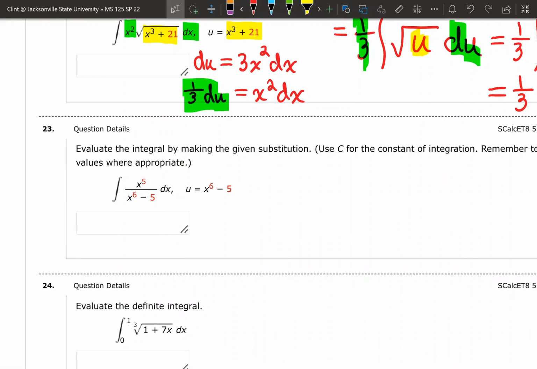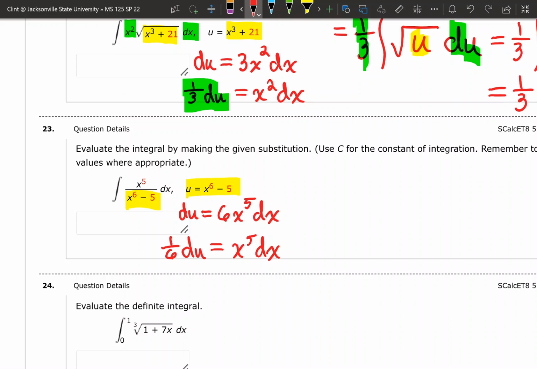E3 tells us to use u equals x to the 6 minus 5. So if we do that, du would be 6x to the 5th dx. So if u is this part, the part we've got left over is x to the 5th dx. We've got 6x to the 5th dx, so we can divide by 6 or take 1/6 of that. Don't always have to do that, but on the two we've done, we've had to do it.